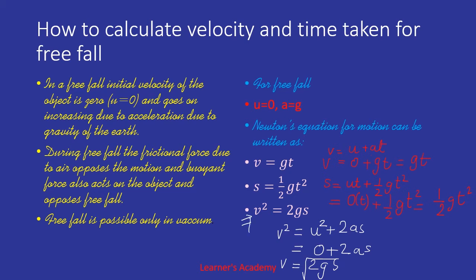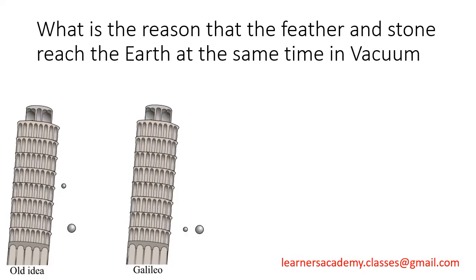These are the kinematic equations. In case you know the time factor, then you will use this equation, and if you know the distance, you will use this equation. In case you don't know the final velocity and you want to know about one of these like time and s, so you will use this equation. Alright, what is the reason that feather and stone reach the earth at the same time in vacuum?